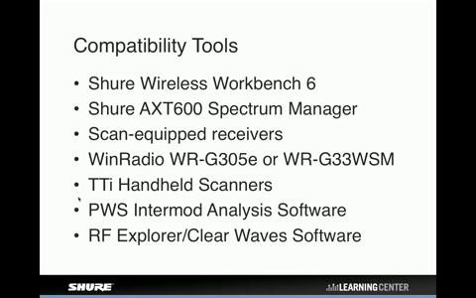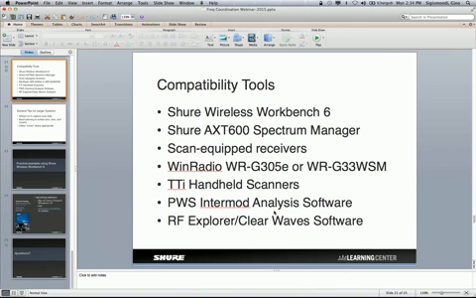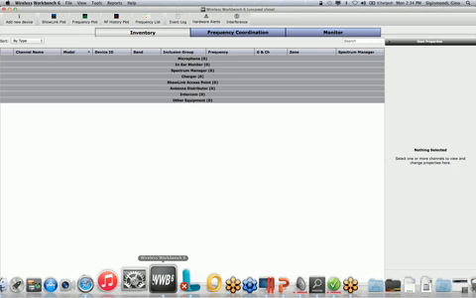Of course, we're going to demonstrate using Shure Wireless Workbench version 6. The AXT600 Spectrum Manager is a scanning radio from Shure, a dedicated scanner that actually has onboard frequency coordination, very similar to what can be done with Workbench 6. Again, the Win Radio and TTI scanners, RF Explorer, these are all things we mentioned earlier. Professional Wireless Systems makes another intermod software that can also be used for coordination.